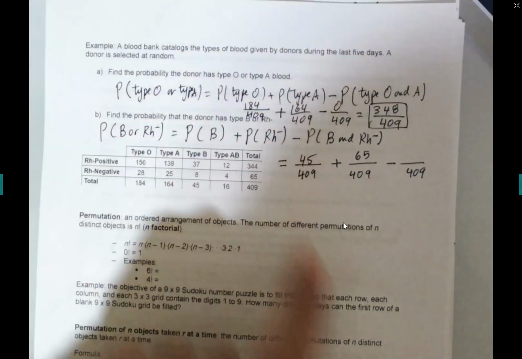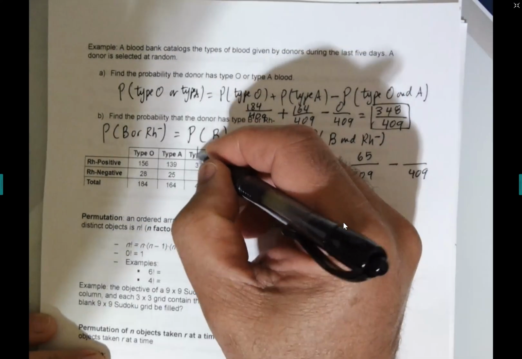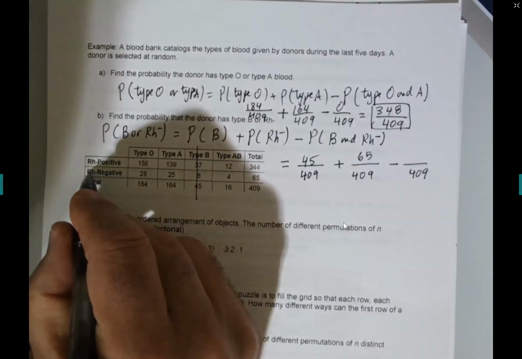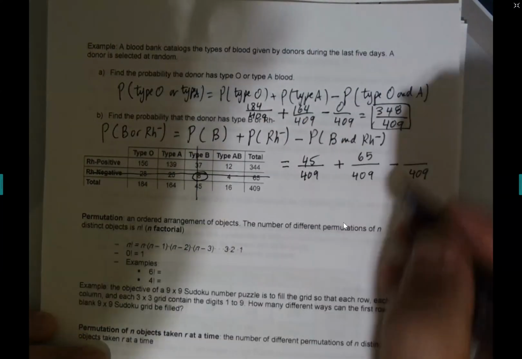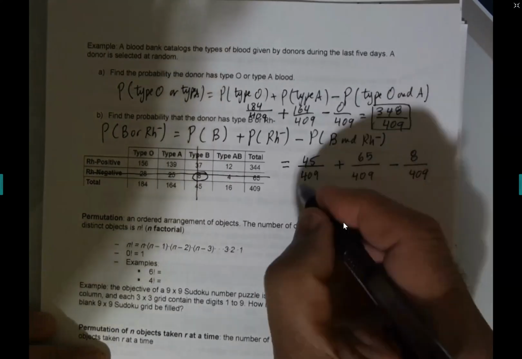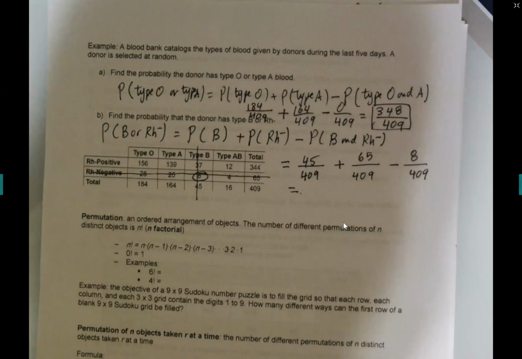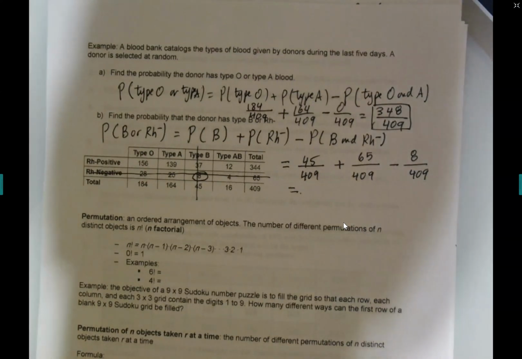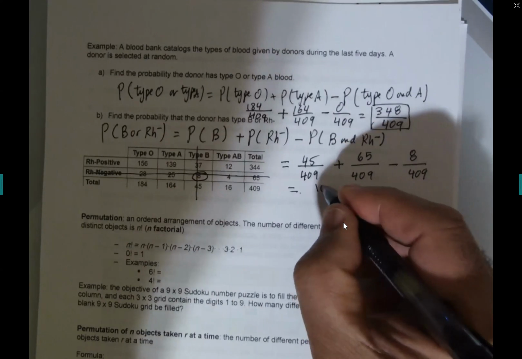Is it possible to find someone who's type B and negative? Yes, there is an intersection, guys. Watch, like this. Where do they meet? 8. So the events are not mutually exclusive here, and we just add them up. Yeah, actually that's my blood type. I'm B negative. So 45 plus 65, 110, minus 8, 102 divided by 409.